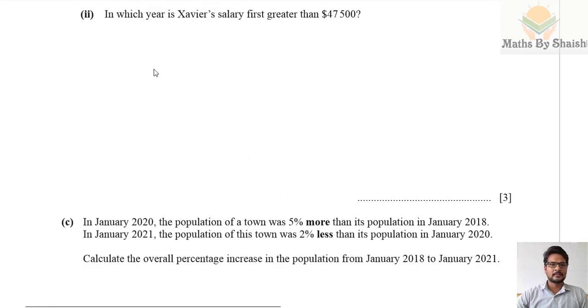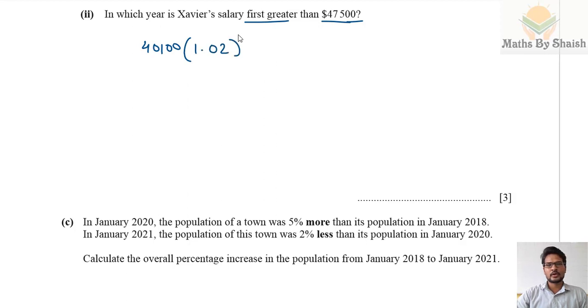44,274. Second part, in which year is Xavier's salary first greater than 47,500? From the previous part we have seen it increases as 40,100 times 1.02 to the power n.